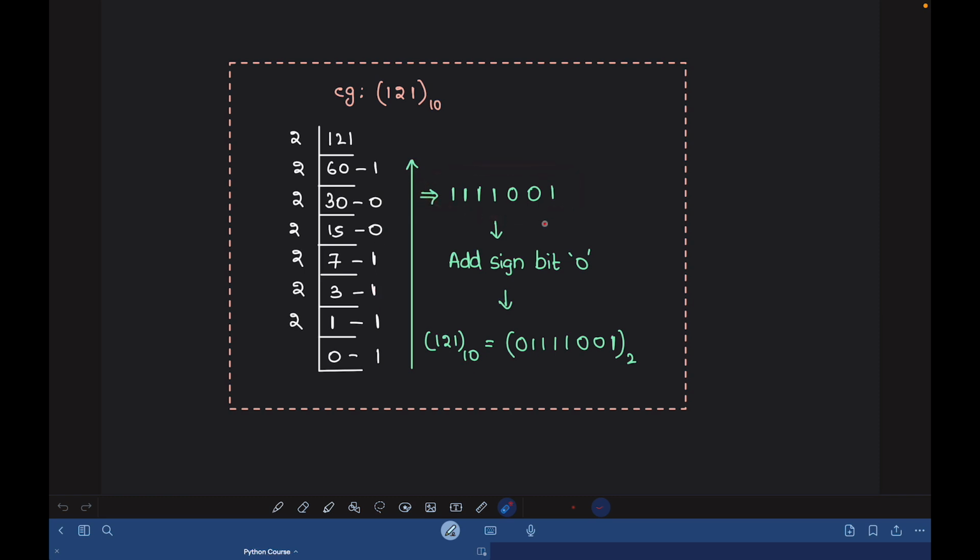And in 2's complement binary representation, we need to have a sign bit. So because this is a positive integer, we will add a sign bit 0. So the 2's complement representation of 121 is 01111001. And remember, this is the minimum number of bits we require to represent 121. If we want, we can even add more zeros on the left.